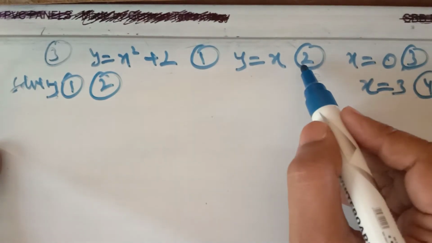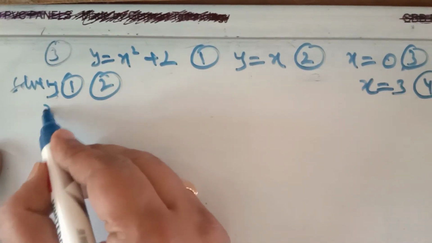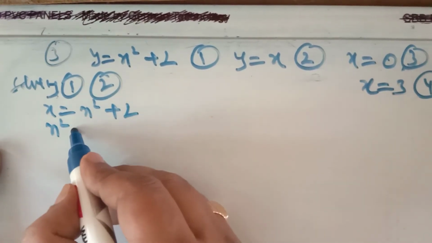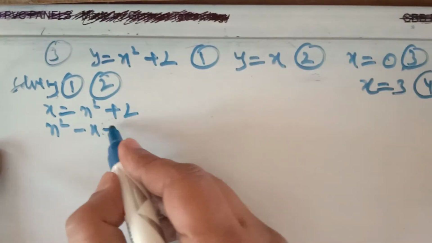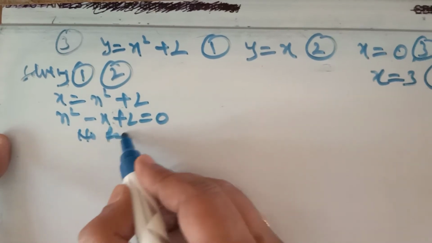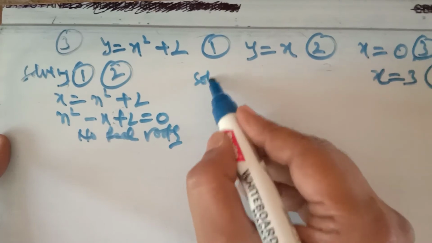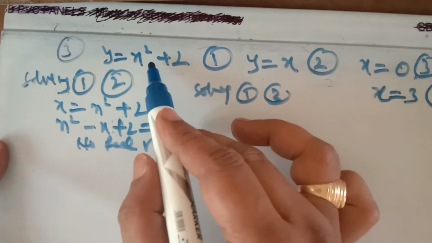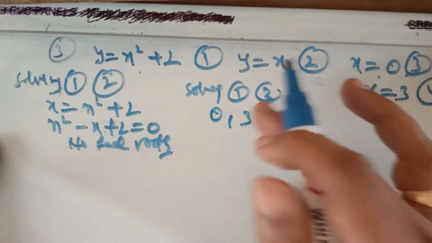When you solve these two equations, you will get x is equal to x square plus 2, that is x square minus x plus 2 equal to 0. No real roots, it means we cannot find the roots of this. After that, you solve first and third, that is where this parabola and the y-axis intersect, the x is 0, so y is equal to 2.